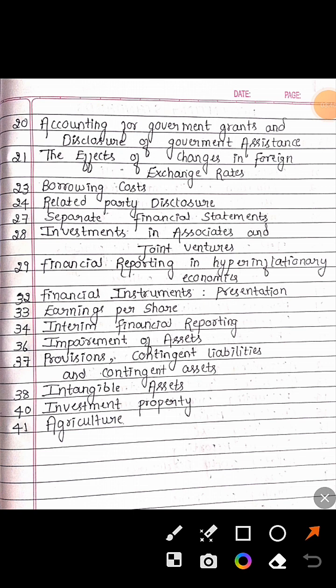32: Financial instruments presentation. 33: Earnings per share. 34: Interim financial reporting. 36: Impairment of asset. 37: Provisions, contingent liabilities and contingent asset. 38: Intangible asset. 40: Investment property. And the last, 41, is agriculture.